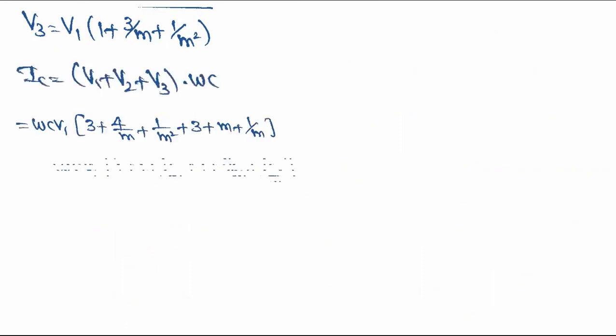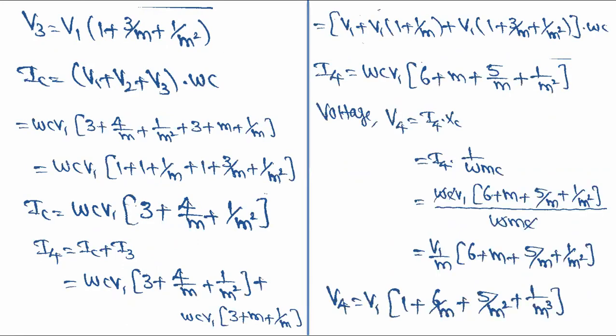Again, the term is increased. And what about V4? V1 into 1 plus 6 by M plus 5 by M square plus 1 by M cube. Again, the value is increased. That is V4 is greater than V3, V3 is greater than V2, and V2 is greater than V1.